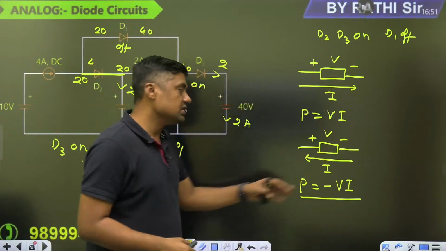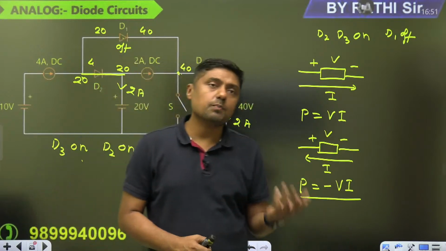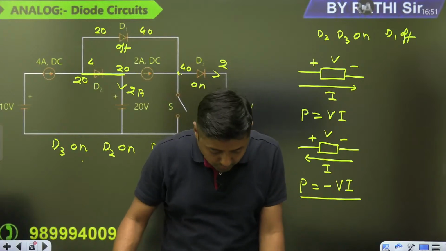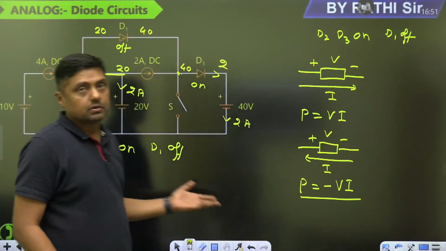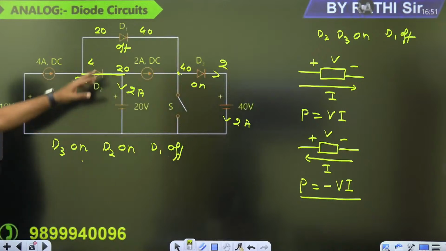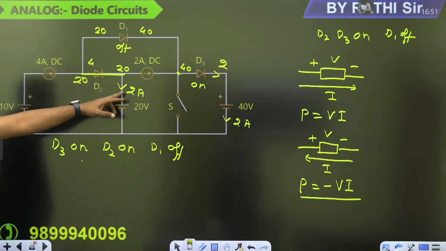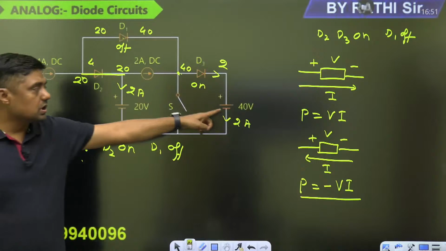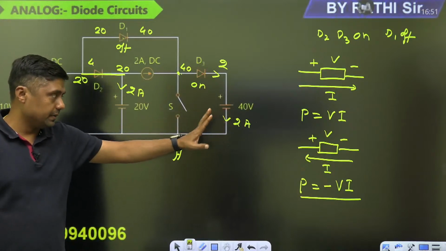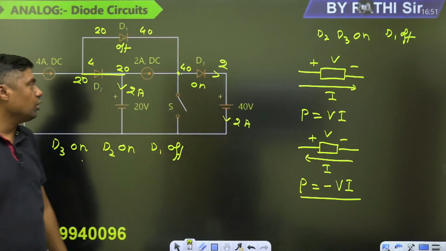According to sign convention, this is the minus VI. But simple word is what? What is the power delivered or what is the power absorbed? The power absorbed here. Okay. This battery will absorb the power 40 watt, 20 into 2, 40 watt. This 40 into 2, 80 watt is absorbed by the 40 volt battery.